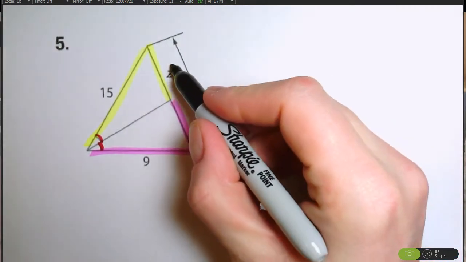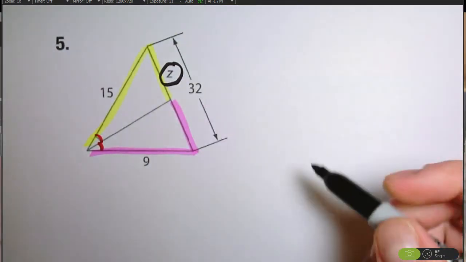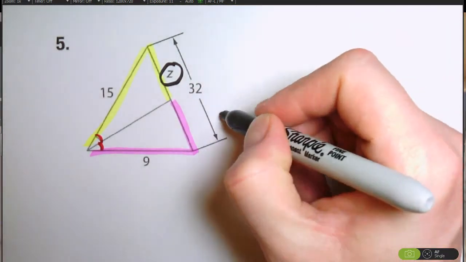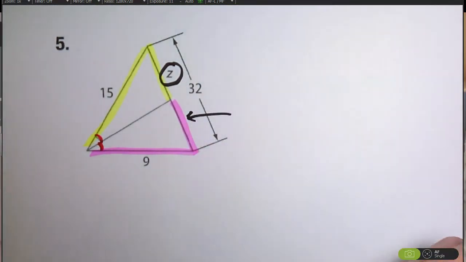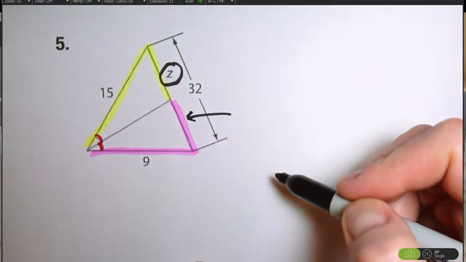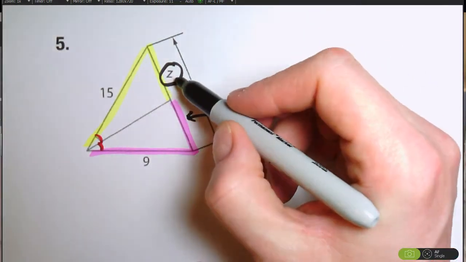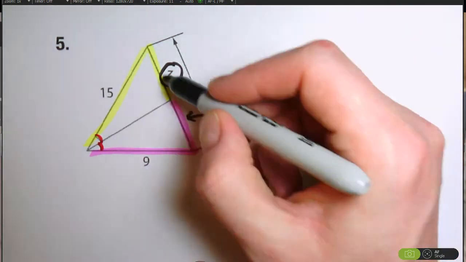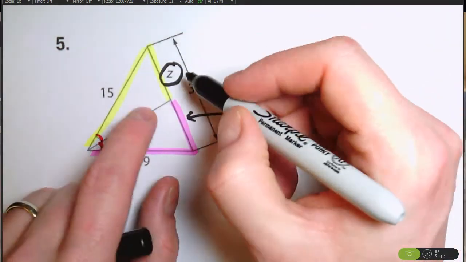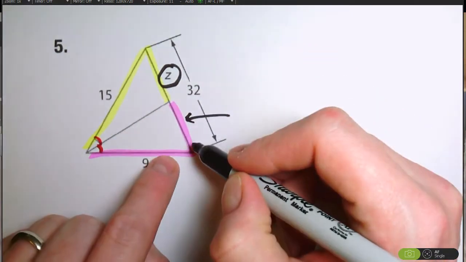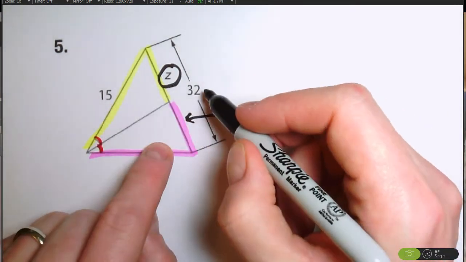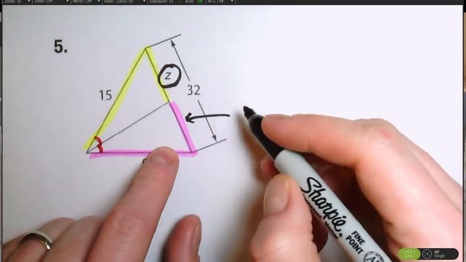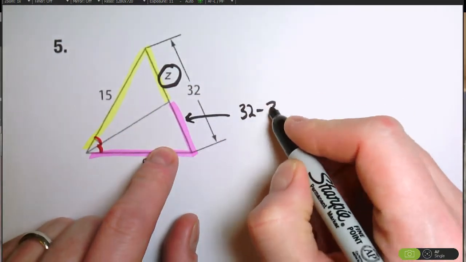Now, the thing is, this side here is z, but the whole length is 32. So I've got to figure out what this length is. And hopefully, it seems kind of obvious if you don't know it already, that if this is z and the whole thing is 32, this guy is going to be the whole thing minus the little part here. So for instance, if this were 10, that would mean this has to be 22, because 10 plus 22 is 32, or 32 minus 10 gives me the leftover. So this length here has to be 32 minus z.